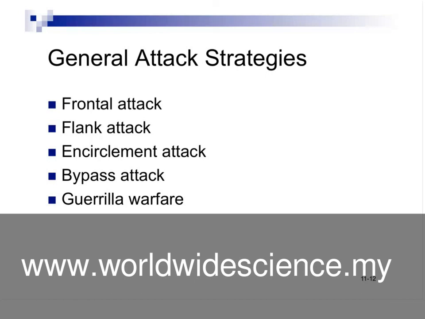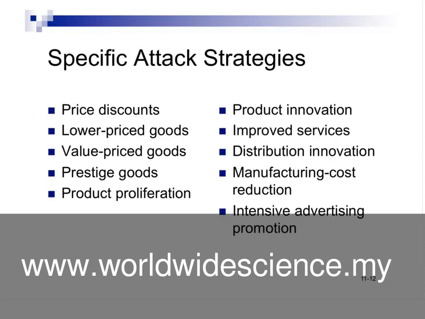Then we talk about some specific attack strategies like price discounts. You give discount, lower price goods. Your goods are basically cheaper. Your value price goods, they give value for price. They're prestigious, high class products and goods. Then product proliferation. Your product is proliferating and becoming better and better. Your product is lifted up with better quality compared to other products.